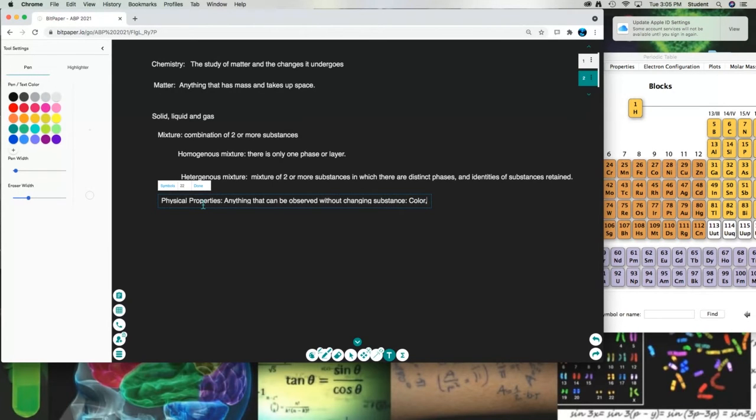Is boiling point one? Melting point? Yes. Yes, it is. Okay. You might be going from one state, solid to liquid, but it's still water, right? You're not changing the substance. Okay. Density. Okay. Let's look at chemical properties.